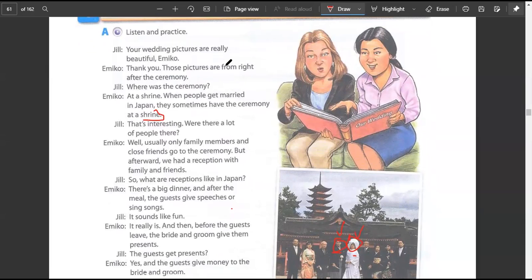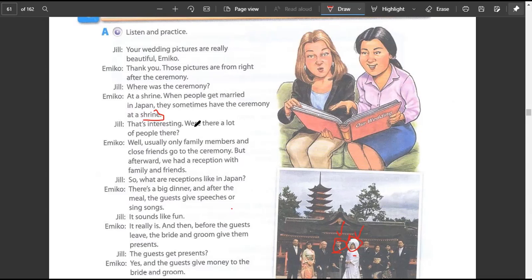Your wedding pictures are really beautiful, Emiko. Thank you. Those pictures are from right after the ceremony. Where was the ceremony? At a shrine. Okay, at a shrine. When people get married in Japan, they sometimes have the ceremony at a shrine? Shrine, yes. Shrine. That interesting.